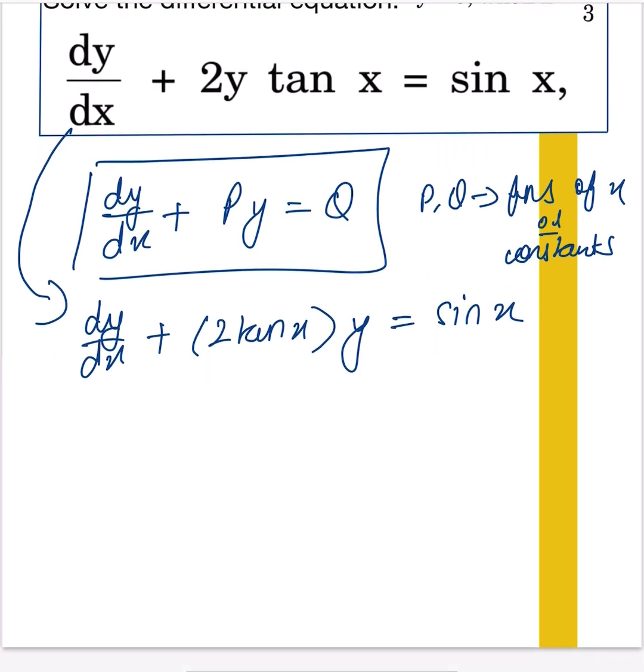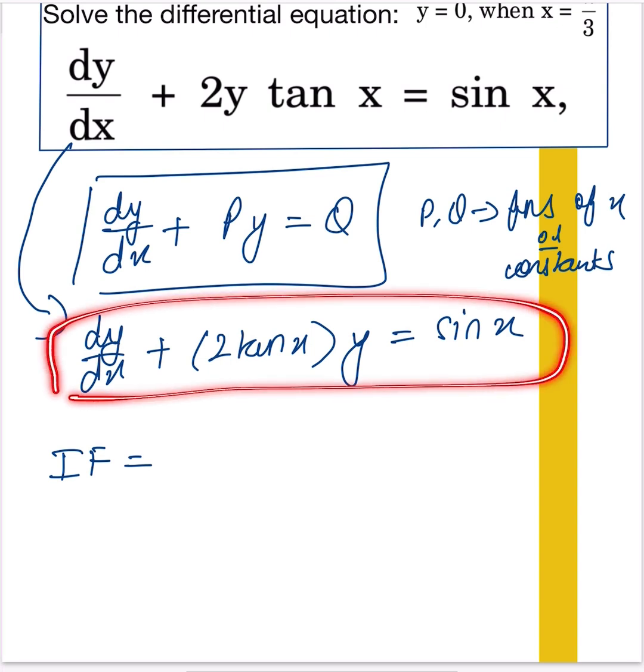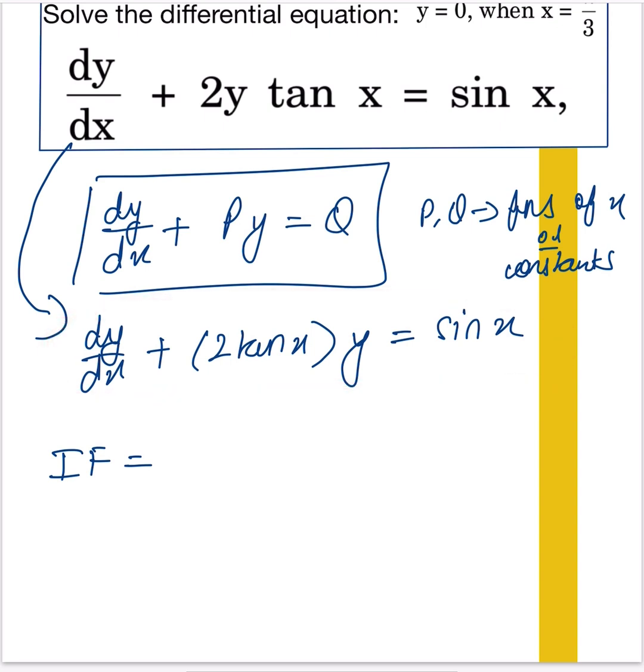So the next step is we will go ahead and find the integrating factor. That is step one. Okay, so you can assume step one is writing in this form or finding your P and Q. And then the integrating factor is your step two. What is the formula for integrating factor? It is e to the power integral of P dx. Let's substitute the value of P. So P's value is 2 tan x dx, right?